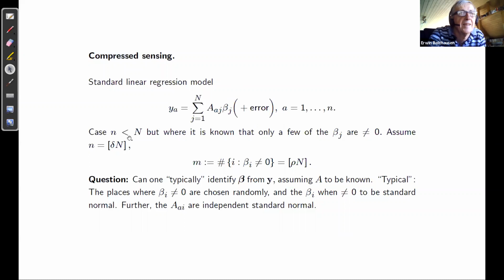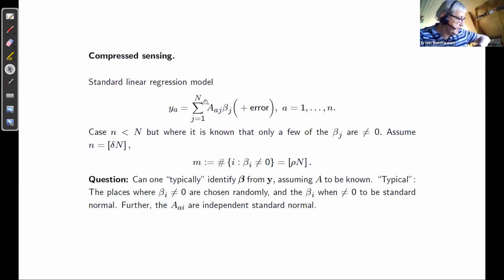Now the point is that for standard regression, small n, which is the number of equations you have, has to be bigger than capital N. Statisticians among you know that. But many people are much more interested in cases where the number of equations is smaller than the number of variables. Of course, then you can do nothing statistically, except that the parameters betas are different from 0 only in a small number of cases. So you're looking at an underdetermined system, but where you know that just a few of these betas are different from 0.